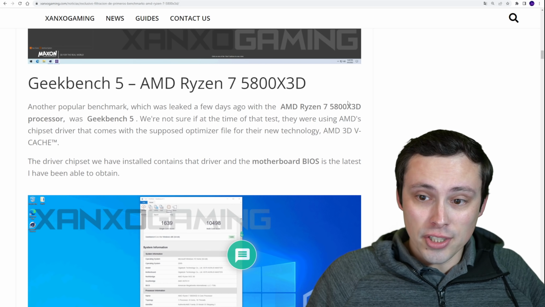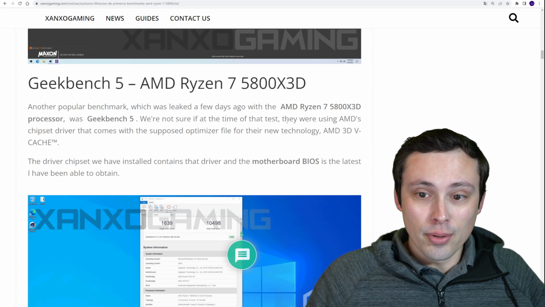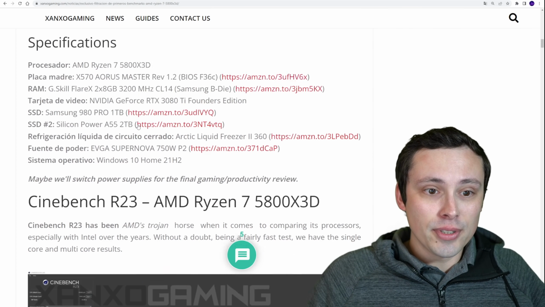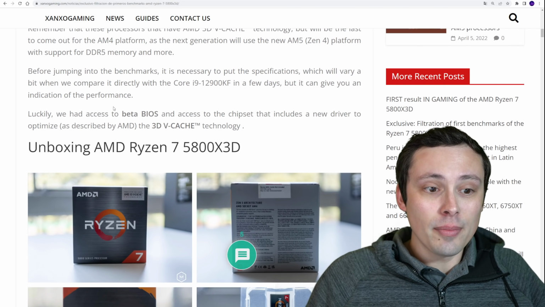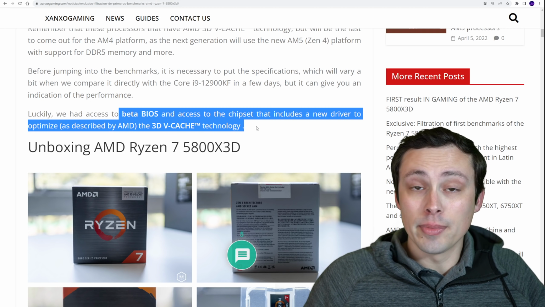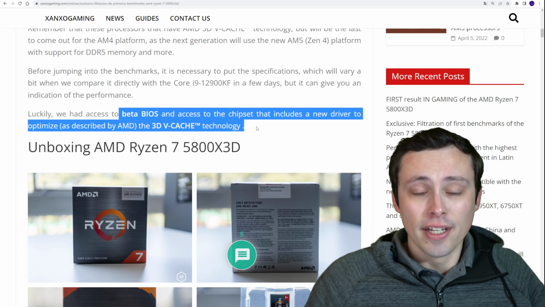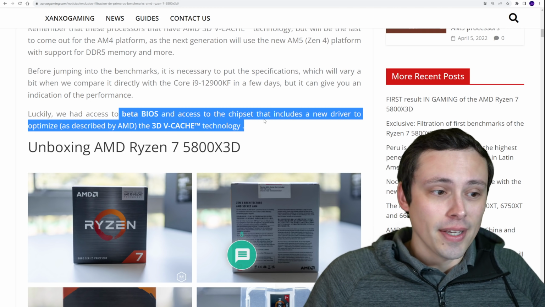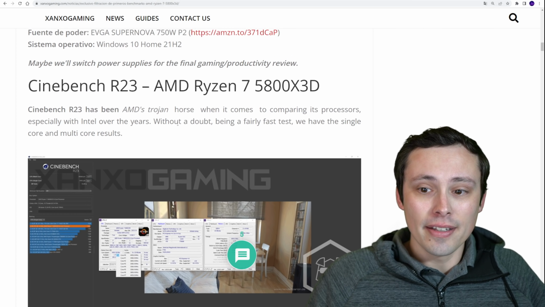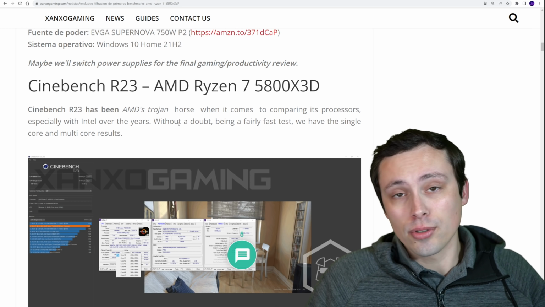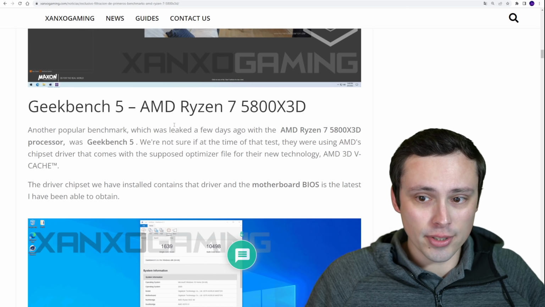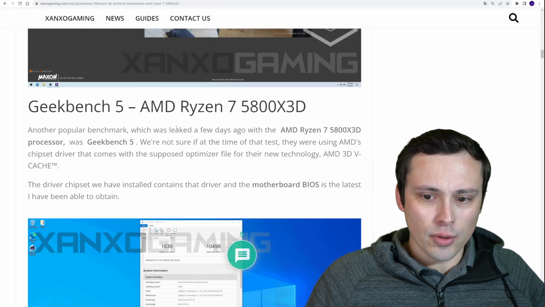Now, they are mentioning, by the way, and this is actually pretty important, that they are using a beta BIOS that should be updated for support and optimization with the 3D V-Cache. That's actually a pretty big deal. And they were mentioning that when they've seen other people's scores for this leak, they're not sure if those people would have had access to that beta BIOS as well.